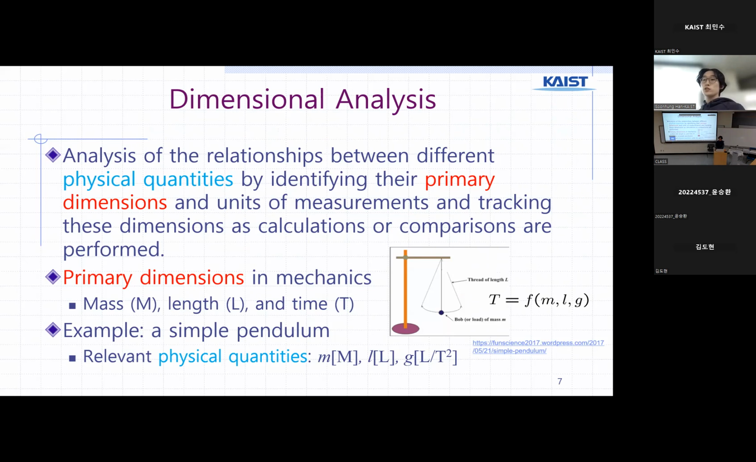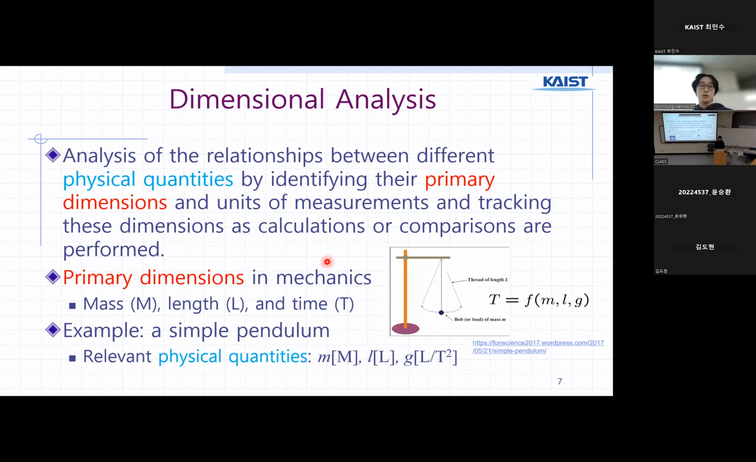Using dimensional analysis, we can predict real ship dimensions from a model ship. Model ship experiments are done by dimensional analysis and similitude. Dimensional analysis is the analysis of relationships between different physical quantities by identifying the base quantities and primary dimensions and units of measurement, and tracking these dimensions in the calculation of different problems.